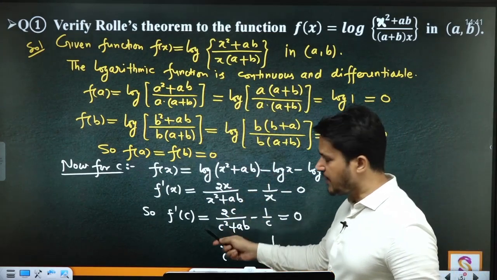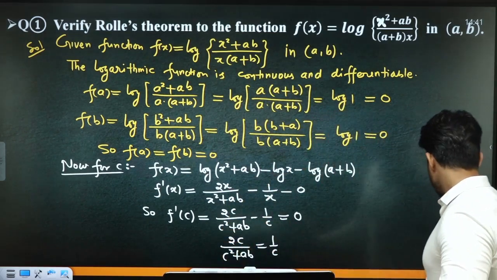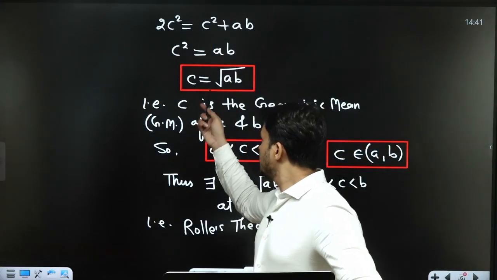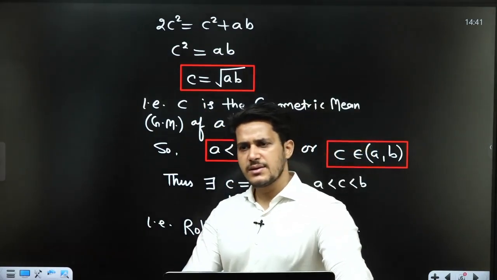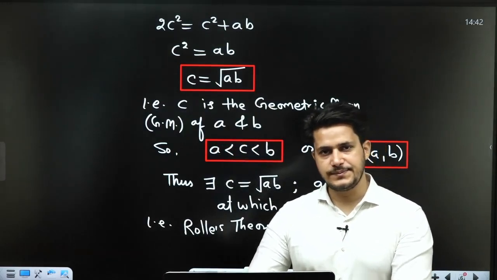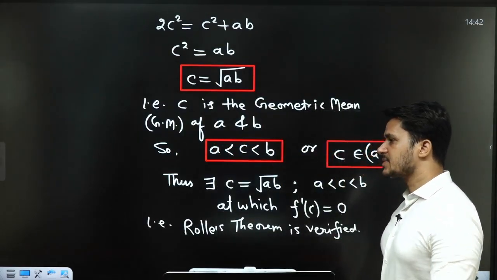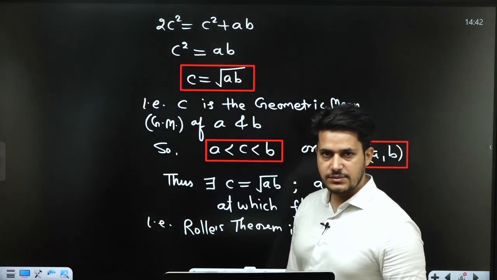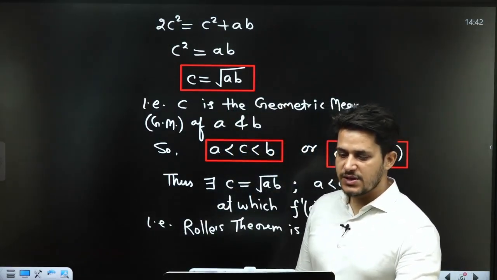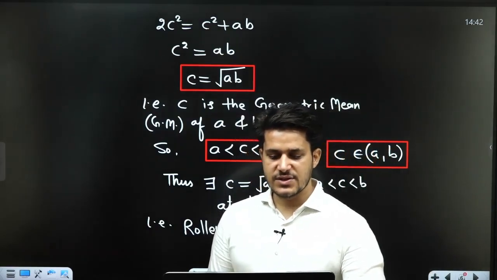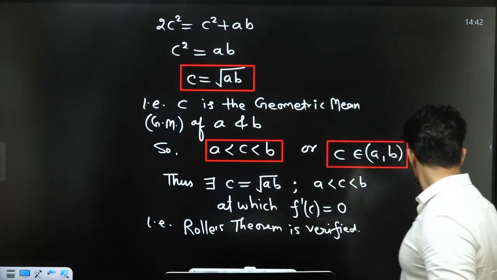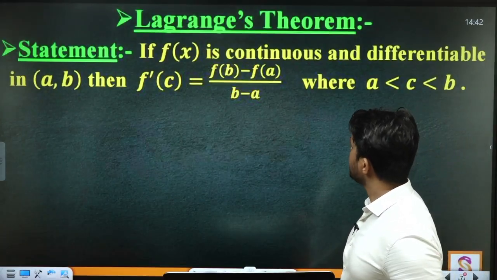After that, find the value of c. एक c ऐसा आना चाहिए which lies in between the interval. तो यहां आप देखेंगे c equal to root ab. This is geometric mean. Sometimes it will be arithmetic mean. Sometimes it will be harmonic mean, HM. So all types of means lie between the numbers. So this was your first theorem, which is called Rolle's theorem, right? Now second one is Lagrange's theorem.